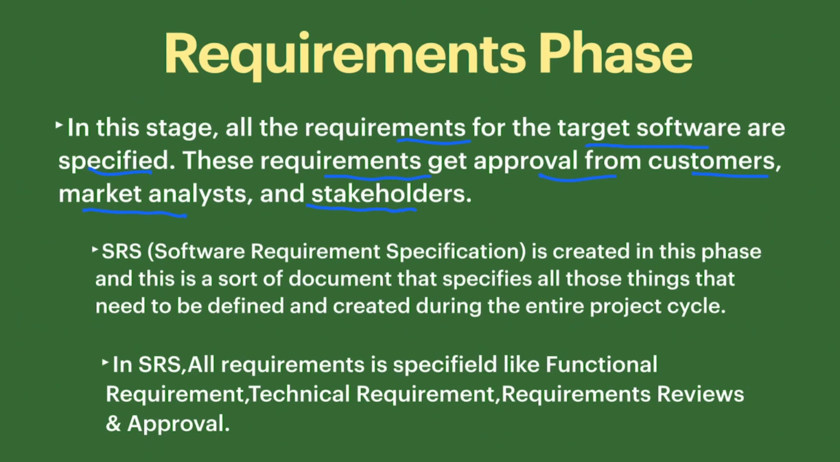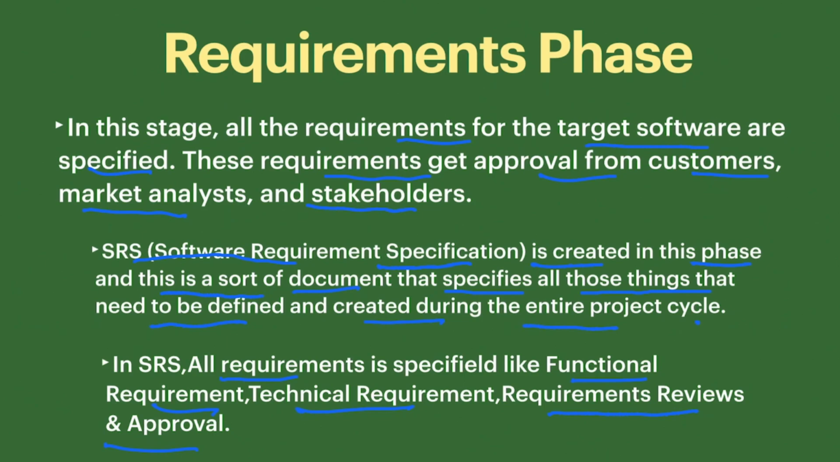Here we create an SRS document. SRS stands for software requirement specification and is created in this phase. It is a document that specifies all the things that need to be defined and created during the entire project cycle. All types of requirements are specified in the SRS document, and according to the SRS document we develop the software. In the SRS, requirements are specified like functional requirements, technical requirements, and requirement review and approvals.